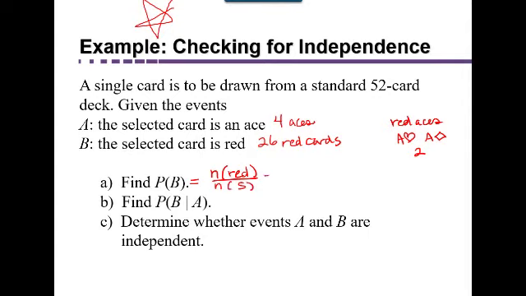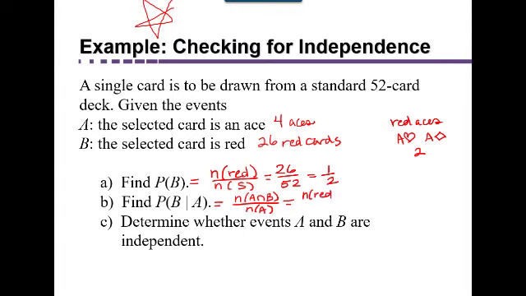So what's the probability of B? Well, it's the number of ways that B can occur, which is the number of red cards, divided by the total number in the sample space S, which is 52, right? So there were 26 red cards out of the total 52, and that reduces to 1/2, by the way. And now we're going to find the probability of B given that A has occurred.